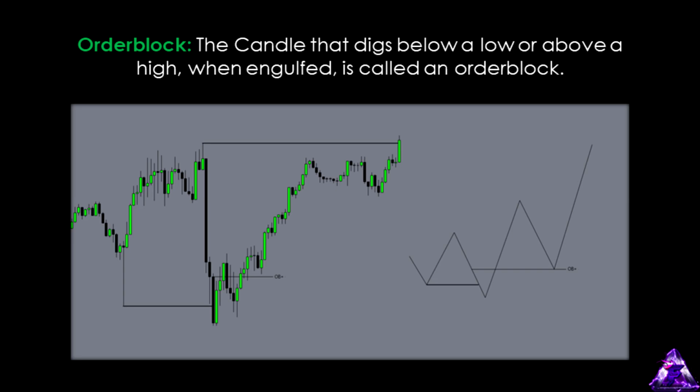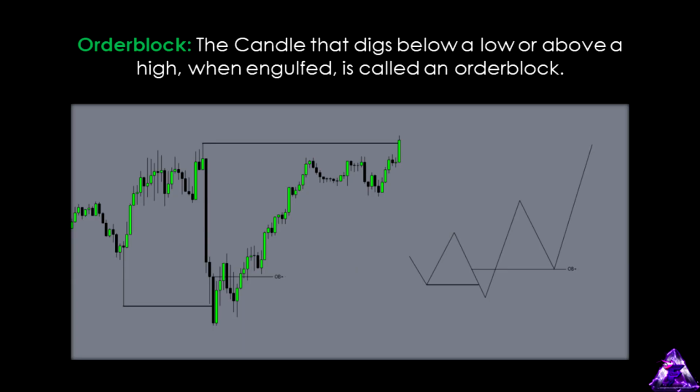Here, you can see the exact candle that purged below this low. Now, we wait for this candle to be engulfed. By engulfed, I mean that the price must close above it. Once the price closes above it, it becomes a valid order block. In this example, you can see that the price did form a big bulky candle and the price closed above the candle, which did form an order block.